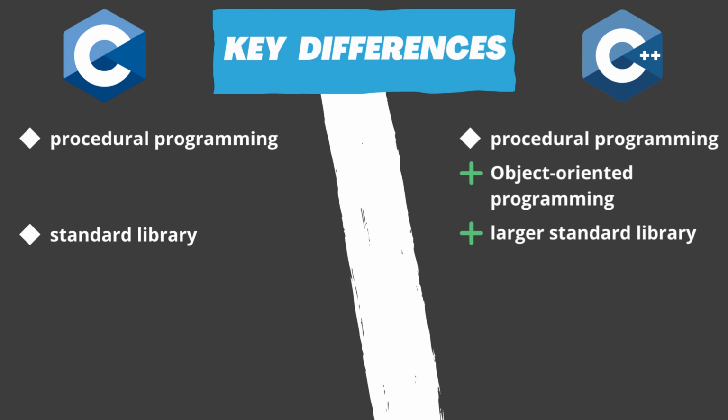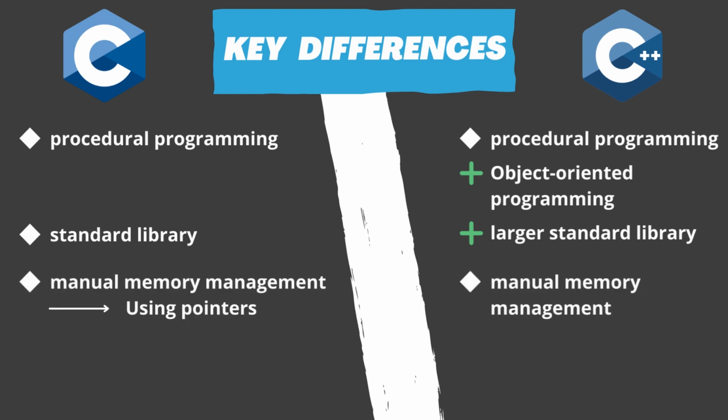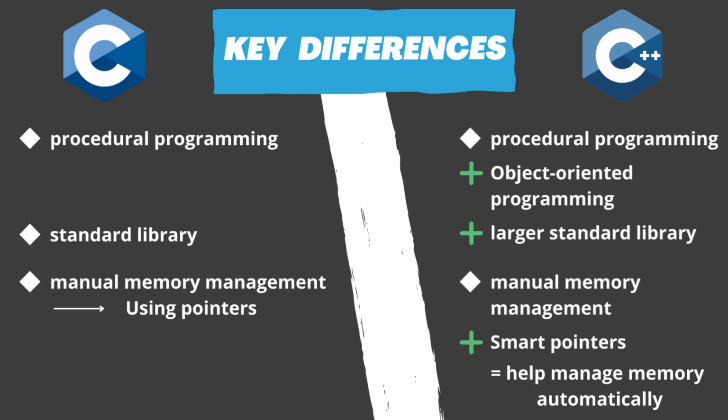We can also talk about memory management. Both C and C++ allow manual memory management using pointers. However, C++ introduces additional features like constructors and destructors. C++ also provides abstractions like smart pointers such as unique and shared pointers that help manage memory automatically, reducing the risk of memory leaks and improving code safety.